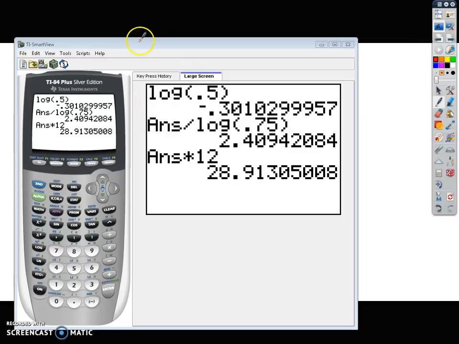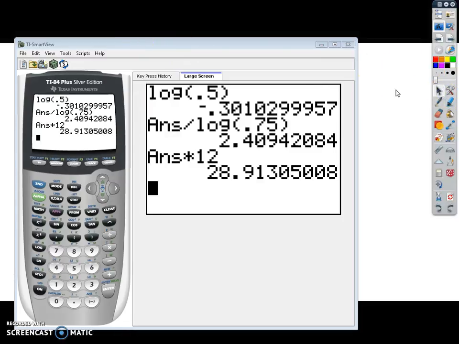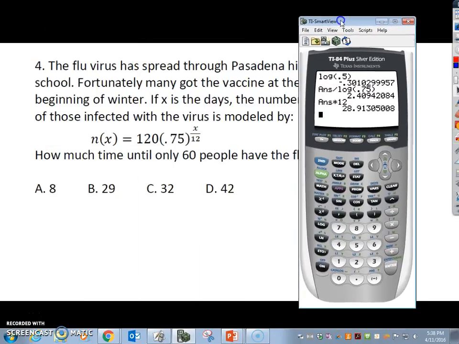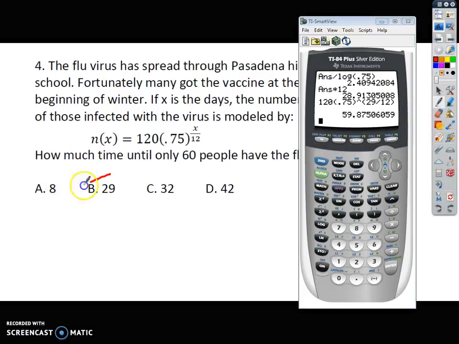So this is 120 times 0.75 raised to the, I'm going to put this in parentheses since it's a fraction, 29 divided by 12. It's going to be 59.8. I was looking for 60, right? So this is going to be the closest one from all the choices that we have. So here the answer again is B.